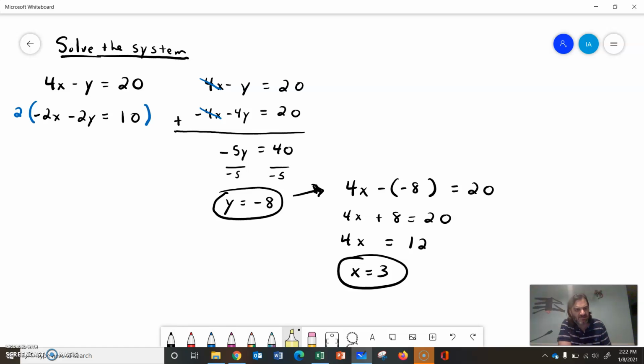Now I could come back and plug those numbers in for the variables in the original equations. And I could see if it balances in both, and it has to balance in both of them for it to be a solution. Thank you.